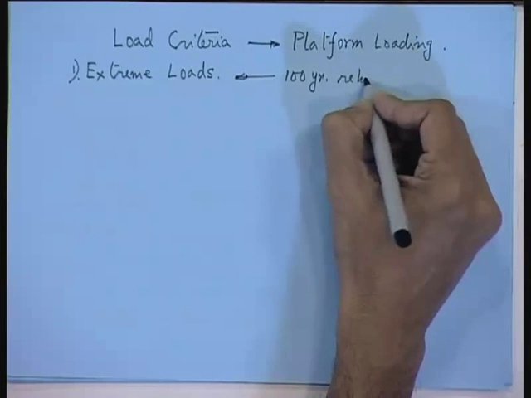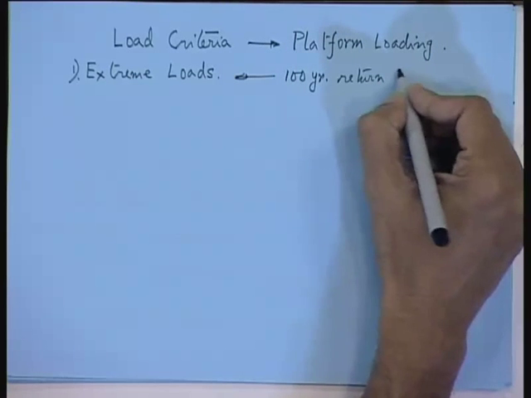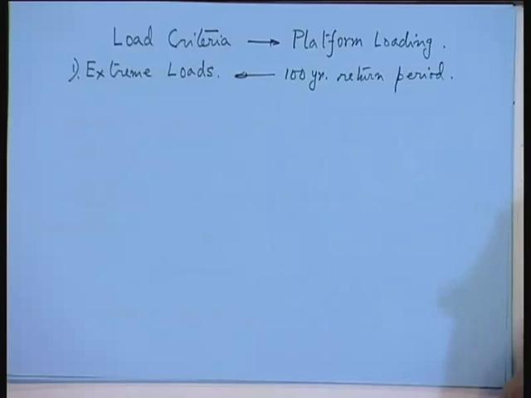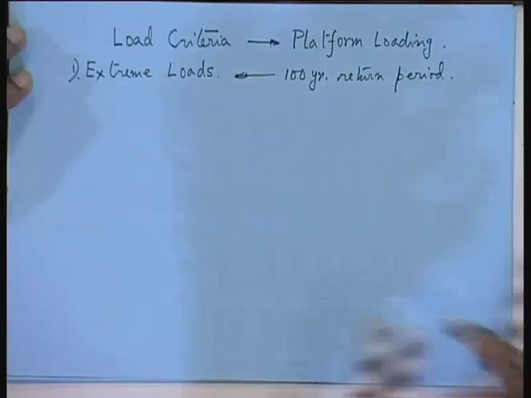A 100-year return period of storm or extreme load. So, when you go to offshore, actually your ships you have analyzed based on a simple linear wave theory, and you have used what is called the trochoidal wave. I do not know whether you have done this hull girder bending structural analysis. But here actually the same thing is not that simple, you know.